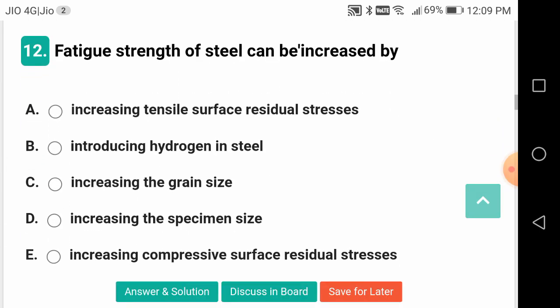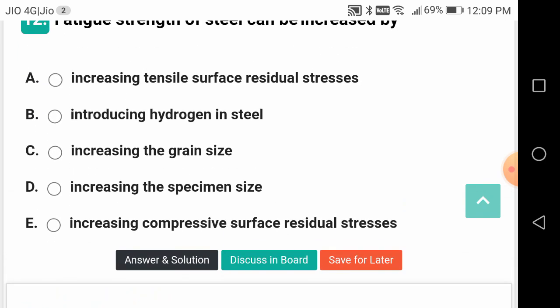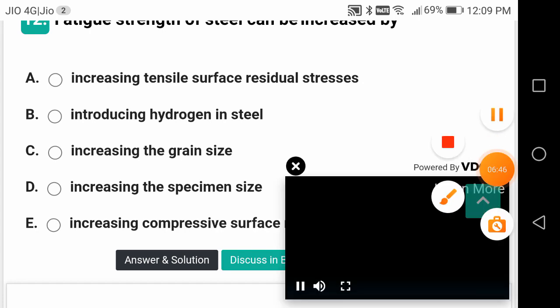Fatigue strength of steel can be increased by, once again, a very good question, friends. Increasing compressive residual stress on the surface.